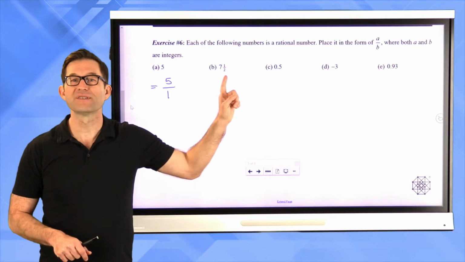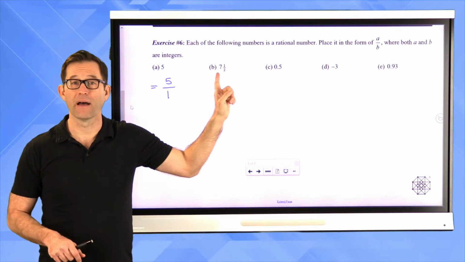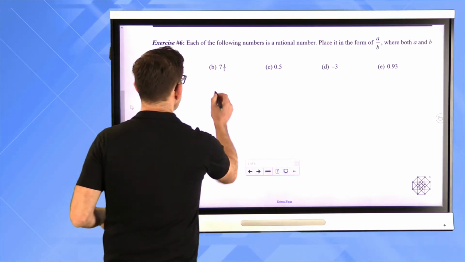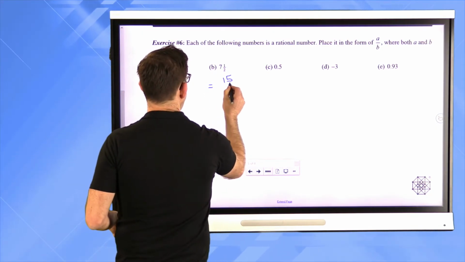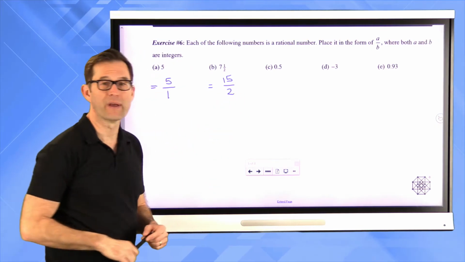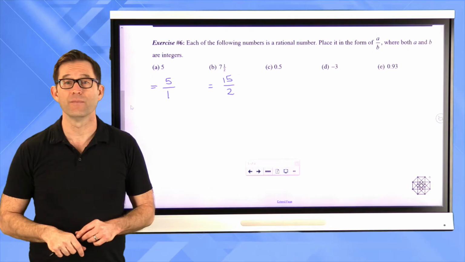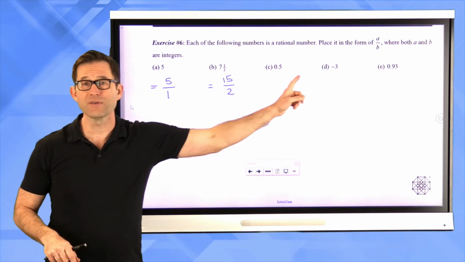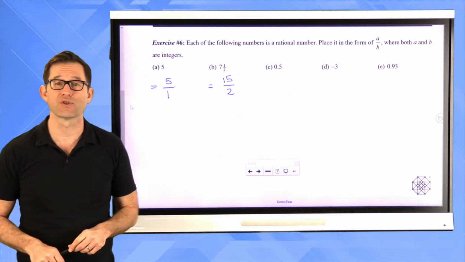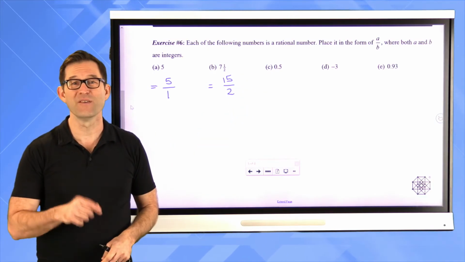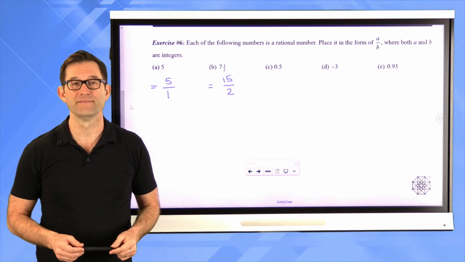All right, well, 7 represents 14 halves. With another 1/2, that gives me a total of 15 halves, and there's our rational number, right? 7 1/2 is the ratio of 15 to 2. Now, we could also have these decimals in terms of rational numbers. The number 0.5, that one's probably pretty easy. See if you can write that one as a rational number.